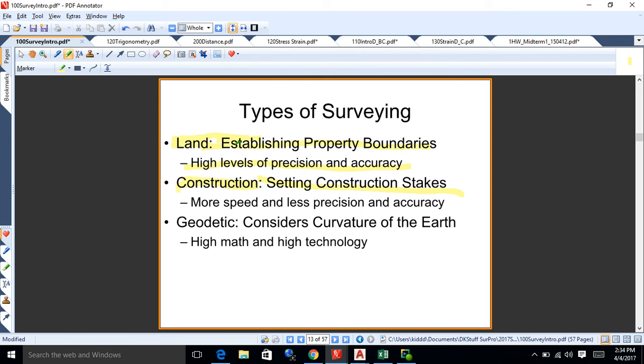Okay. All right. And there's also geodetic surveying that considers the curvature of the earth. It uses very complex mathematics and often high technology. Okay.